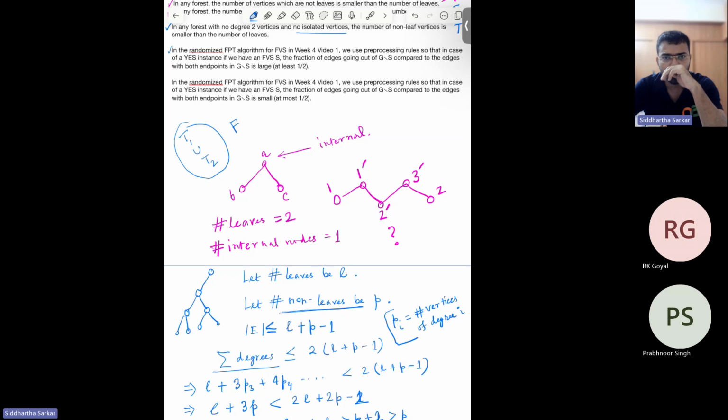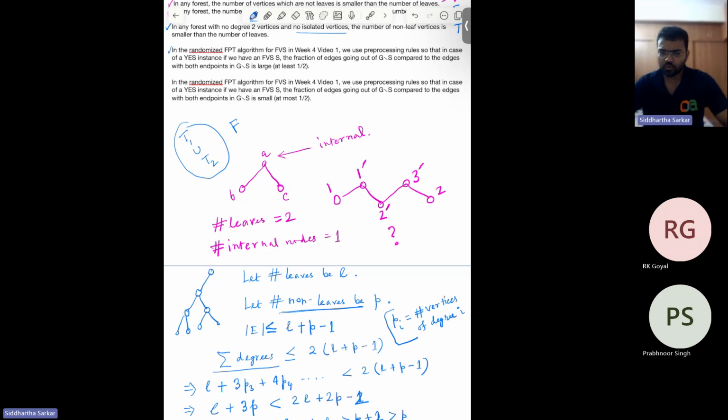We used some pre-processing rules so that in the case of a yes instance, if we have a feedback vertex set S, then the fraction of edges going out of G minus S is large. That means once you have removed the feedback vertex set, all the cycles are killed, so G minus S has become an acyclic graph. The fraction of edges going out of this acyclic graph, compared to the edges internal to it, is at least 50%. So that is the statement.